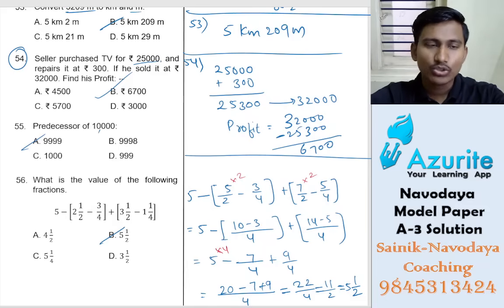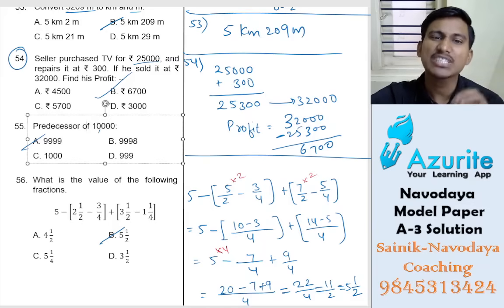So students, next question 55 is very easy. That is the predecessor of 10,000. Predecessor means before. The number before 10,000 is 9,999. Option A. Okay.